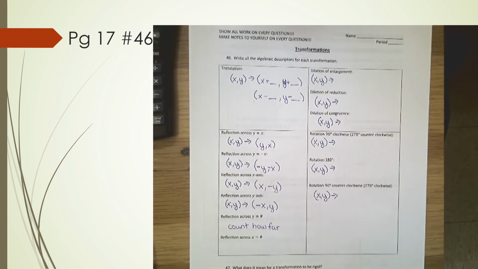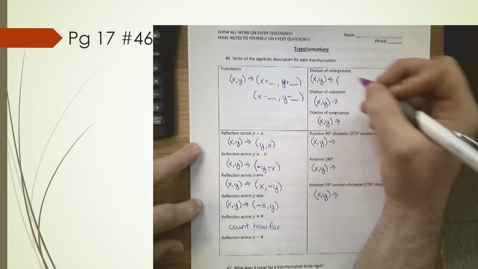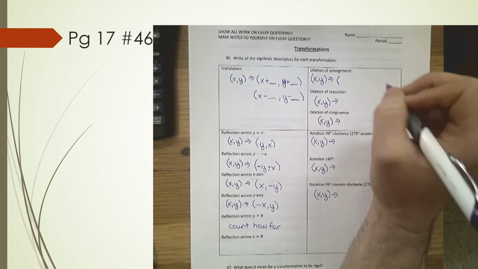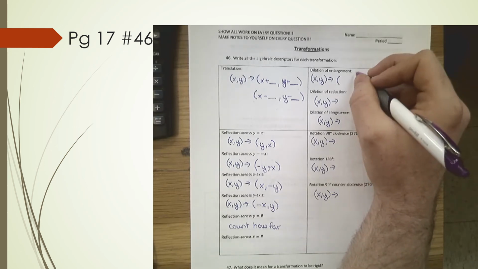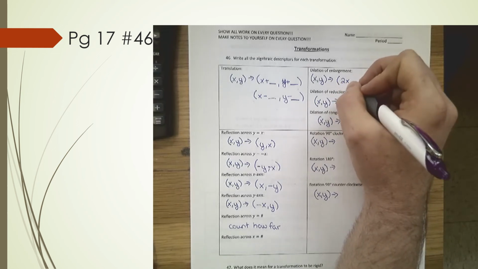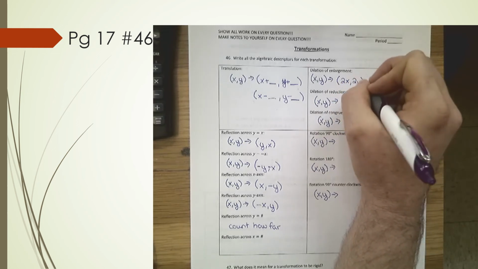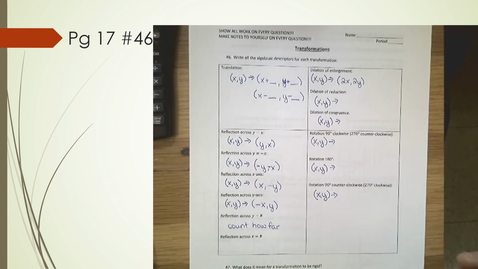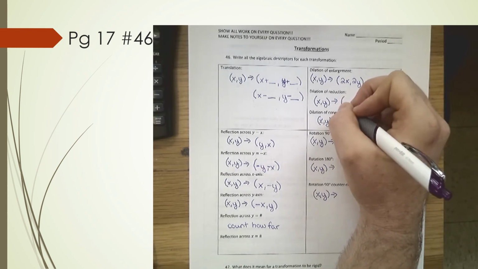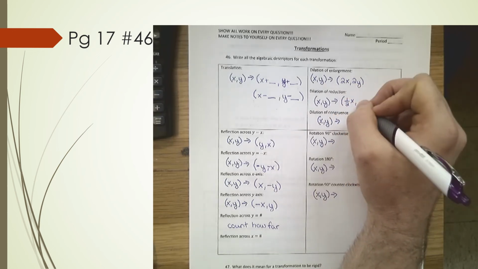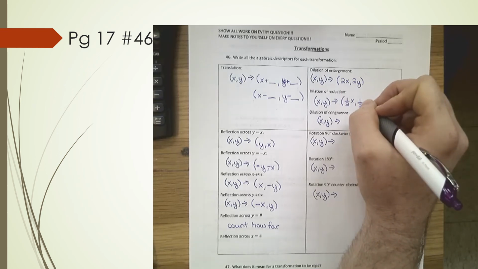Dilation of enlargement. Enlargement is saying that it's going to get bigger. So that means dilations is when a shape gets bigger or smaller through multiplication or division. So let's say if I had a scale factor of 2, then it would be getting 2 times bigger. So I would have 2x times 2y. So it would be multiplying. When it's a reduction, you're getting smaller. So let's say, for instance, that I had a scale factor of 1/2. That means I would be dividing the x and the y by 2.